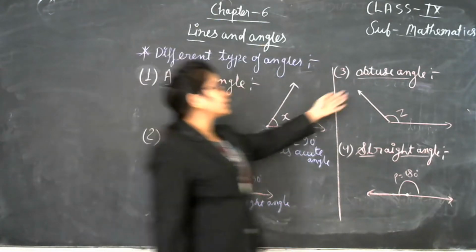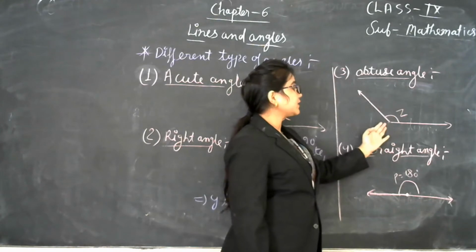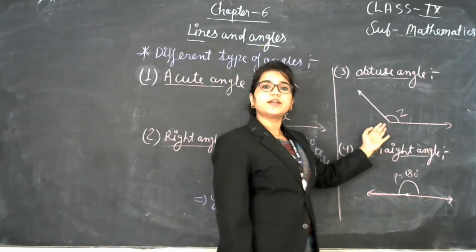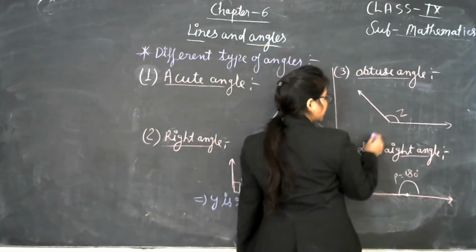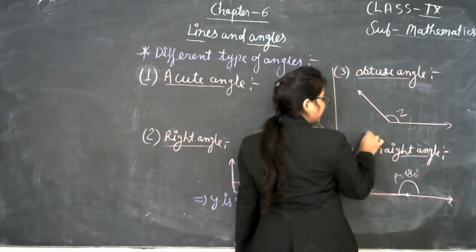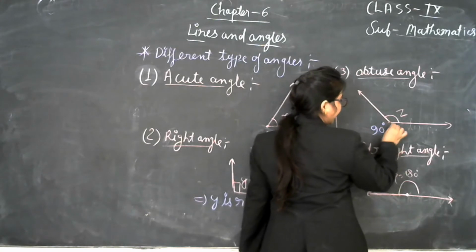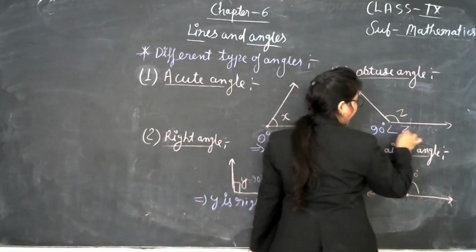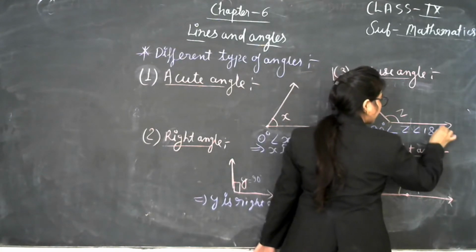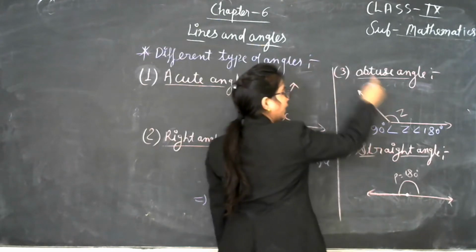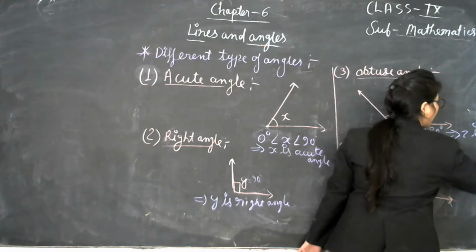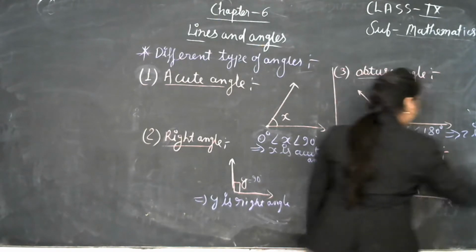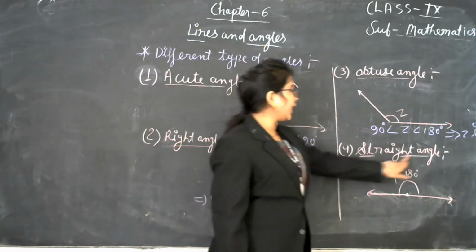Now the third is the obtuse angle. An angle greater than 90 degrees but less than 180 degrees is called an obtuse angle. Here you can see this angle Z is greater than 90 degrees but less than 180 degrees, so Z is an obtuse angle.